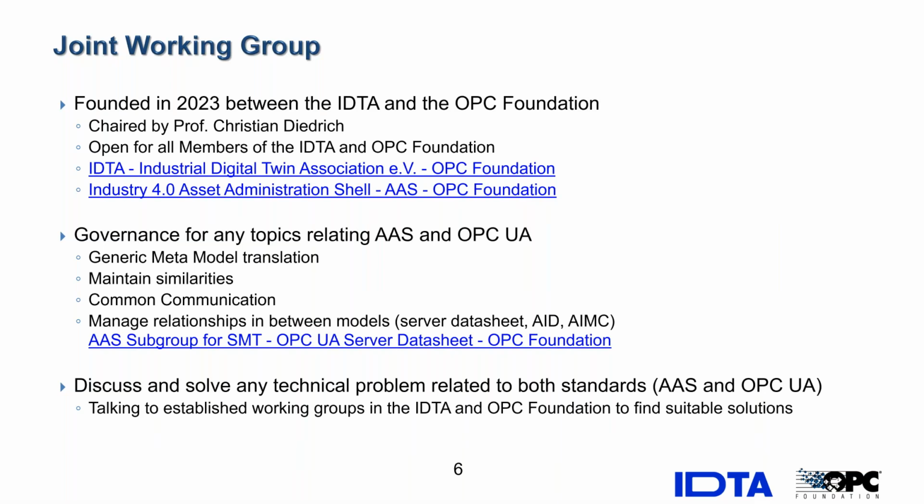Then we have the common communication, and the common communication has the goal to have one communication access point for both AAS and OPC UA, in one communication channel at the end.